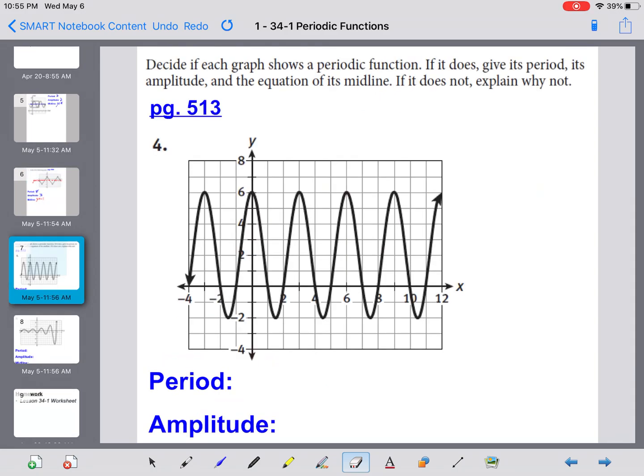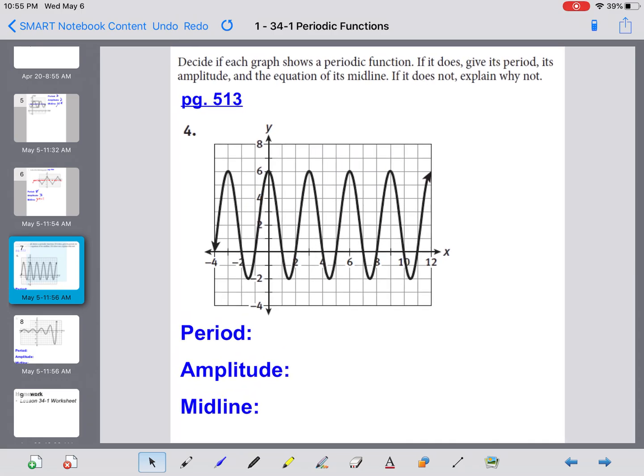Okay, now if you want to pause the video again, on page 513 there are 2 problems, 4 and 5. These are the last 2 we're going to do in this section. Take a second, see if you can identify if these are periodic or not. If they are, identify the period, the amplitude, and the midline.